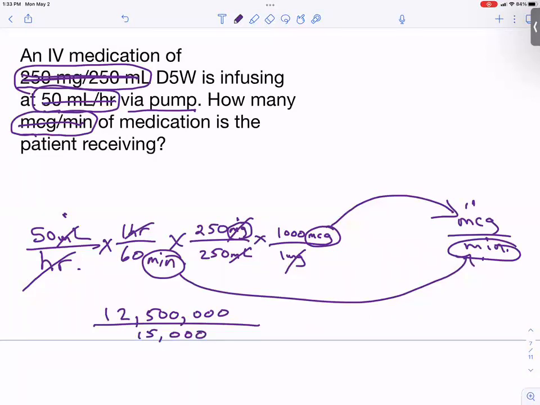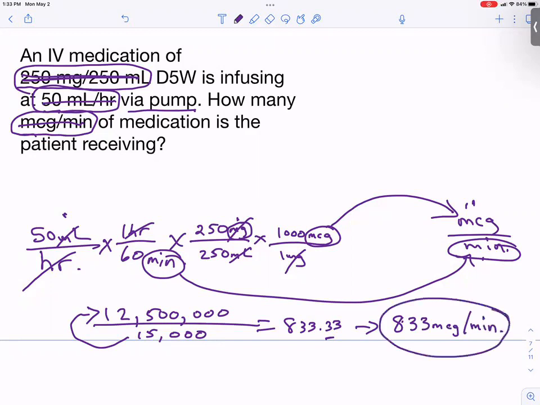Certainly, if you are someone that's savvy with your zeros, go for it, but just be careful. And when I divide 15,000 into 12,500,000, it gives me 833.33. I round that following my rounding rules. 3 is less than 5, so I don't need to round up. So the patient is getting 833 micrograms per minute. And that's what I write on my answer line.